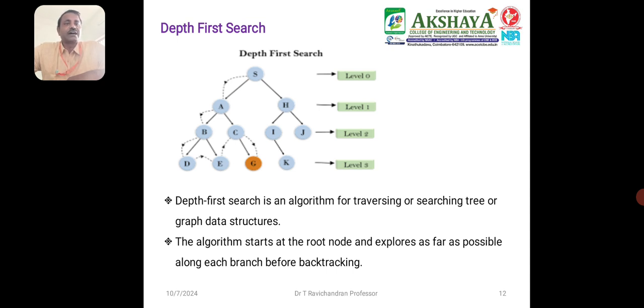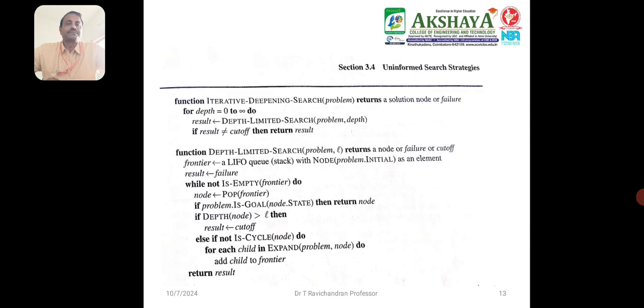Depth first search is an algorithm for traversing a search tree or graph data structure. The algorithm starts at the root node, at level 0, and explores as far as possible along each branch, going deeper step by step.